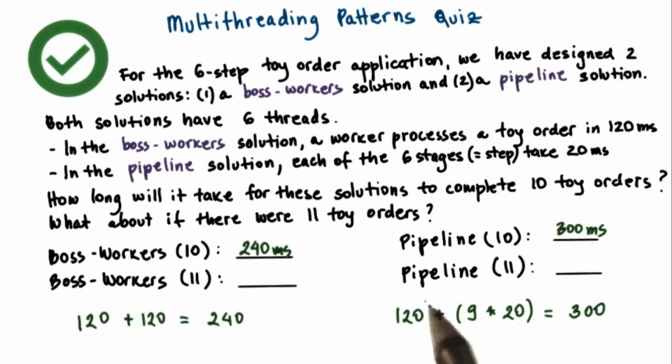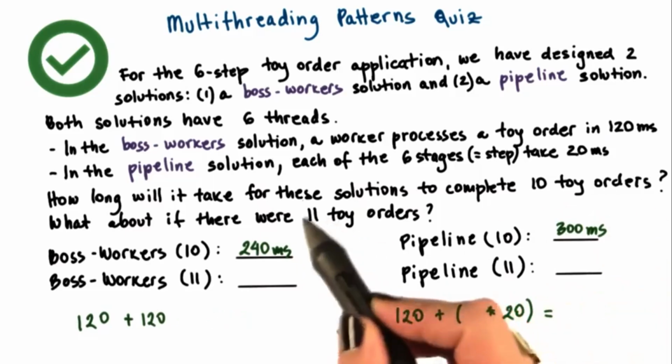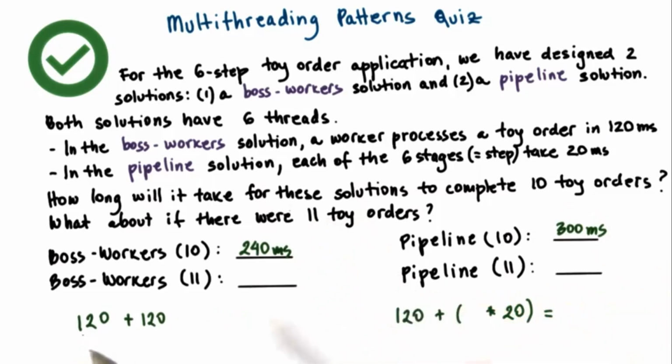9 remaining orders after the first one, the total processing time for the pipeline case, when we have 10 toy orders, is as follows. 120 for the first one, and then 9 times 20 to complete the last stage of every single one of the remaining 9 toys. That's 300 milliseconds.